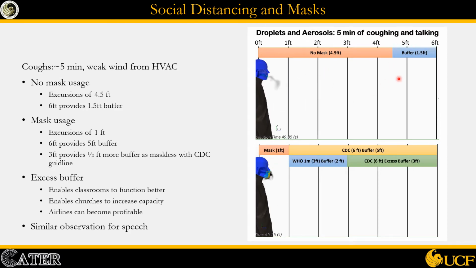So if we look at without the mask, if we track 5 minutes of coughing, several coughs every 5 seconds, the furthest we got was about 4.5 feet. In the context of the CDC guideline, that's 1.5 foot of buffer or extra space where perhaps you aren't perfect, you aren't really taking into account 6 feet. You maybe move around a little bit, or there's a lot of different reasons why you might have buffer.